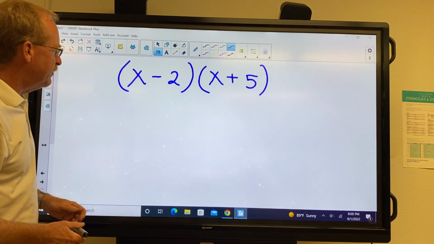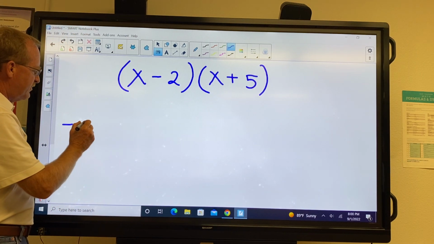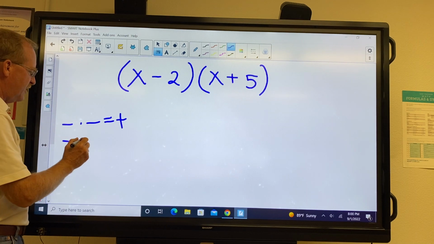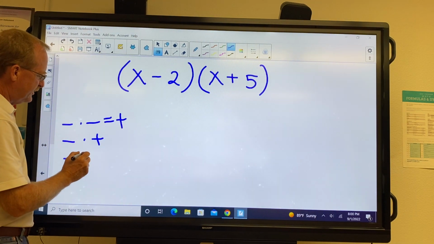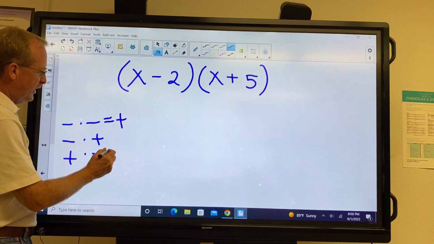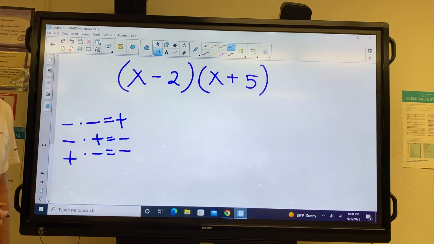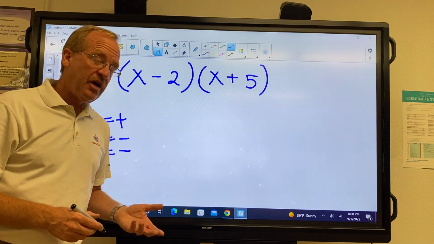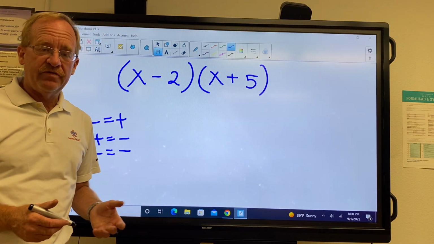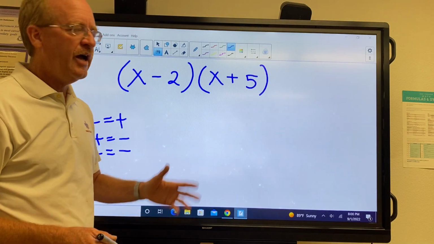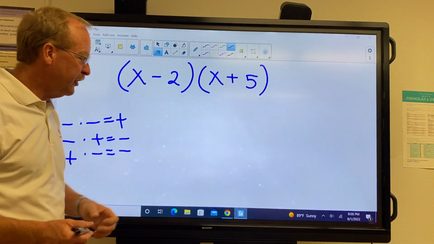Now, just to review, remember, a negative times a negative is going to give you a positive. A negative times a positive or a positive times a negative is going to give you a negative. And that's important to remember as we go along. Easy way to remember: if the signs are the same, it's always positive. If the signs are different, it's always negative. So if you forget, just go back to that and you're good.